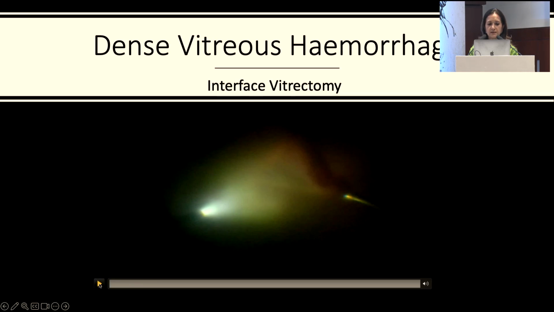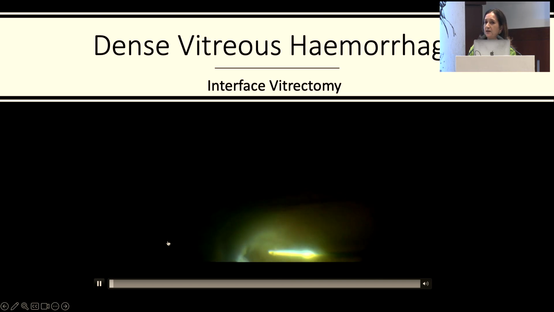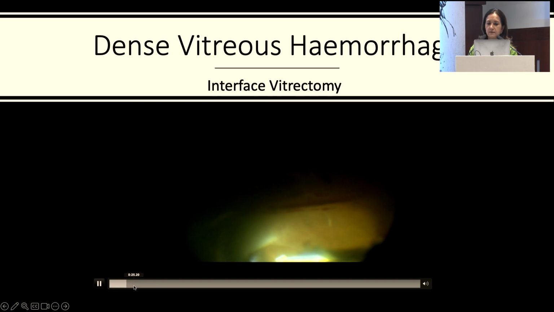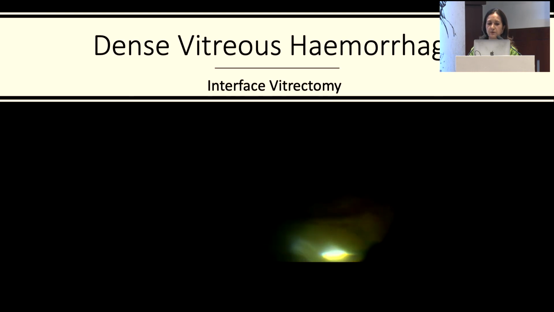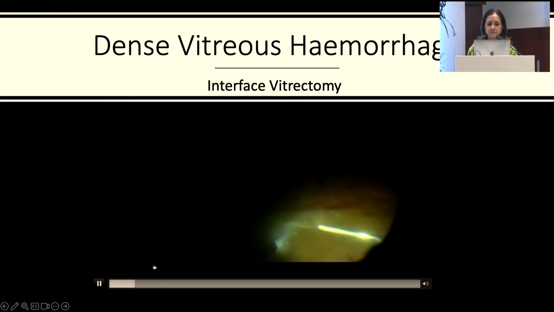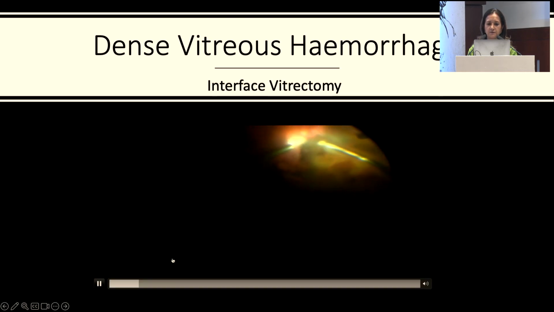So this is another technique which I use very often, something I call the interface vitrectomy. Once you have dense vitreous hemorrhage, as you go on cutting, there is always a cloud of heme which keeps coming, and it kind of blocks your view. You don't know which way you are going. So temporarily at this point of time, you can see a lot of fresh heme is there.